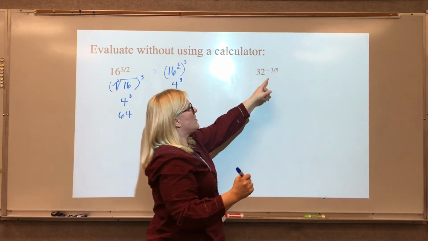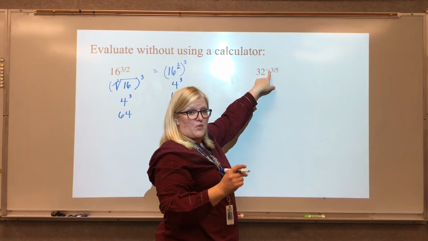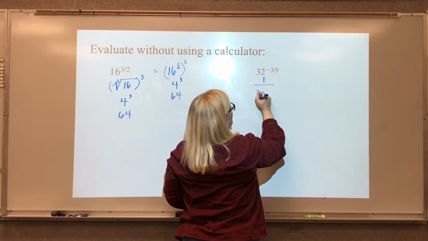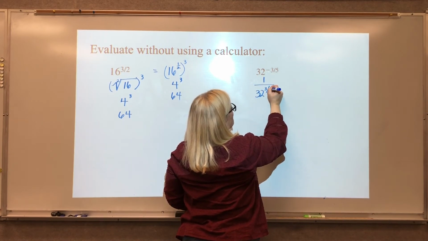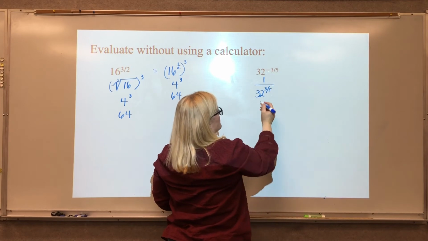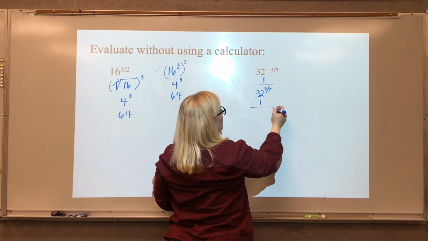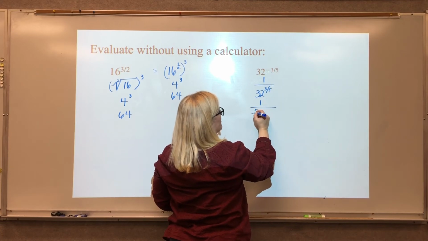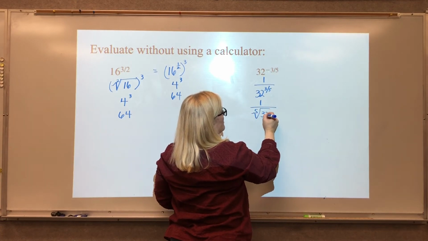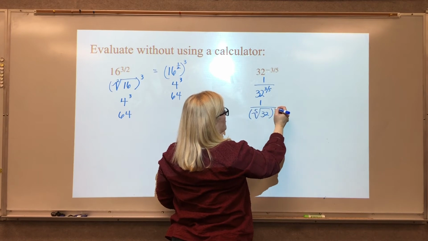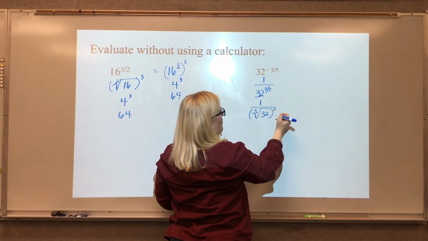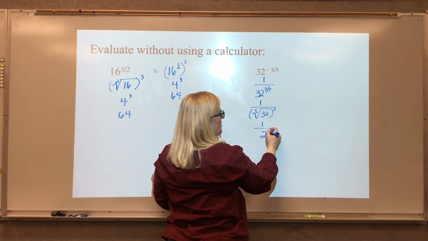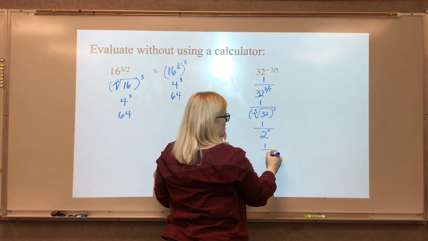So here, we have a negative exponent, so I'm going to flip it first. So I have 1 over 32 to the 3/5 power. Okay, so using the radical form, I've got my index is 5, and then I put the whole thing to the 3rd power. So the 5th root of 32 is 2, cubed is 1 over 8.